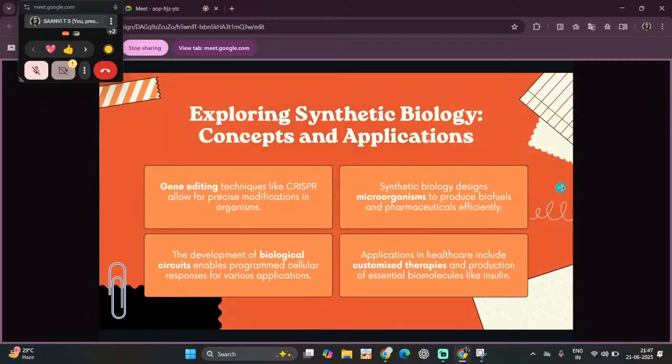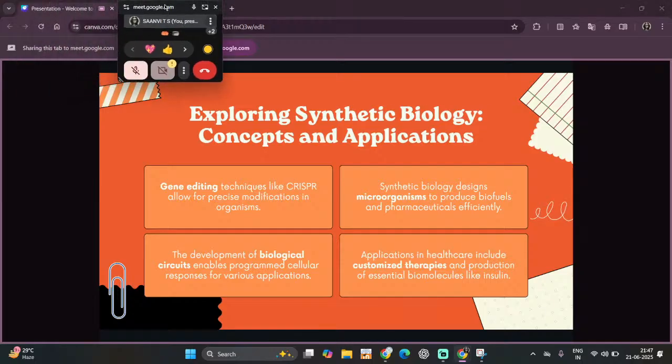Now, exploring synthetic biology. So, we discussed genetic engineering previously. Genetic engineering is a part of synthetic biology. Synthetic biology is overall the union of biology and engineering. Gene editing techniques like CRISPR allow for precise modification in organisms. Synthetic biology designs microorganisms to produce biofuels and pharmaceuticals efficiently. The development of biological circuits enables programmed cellular responses for various applications.